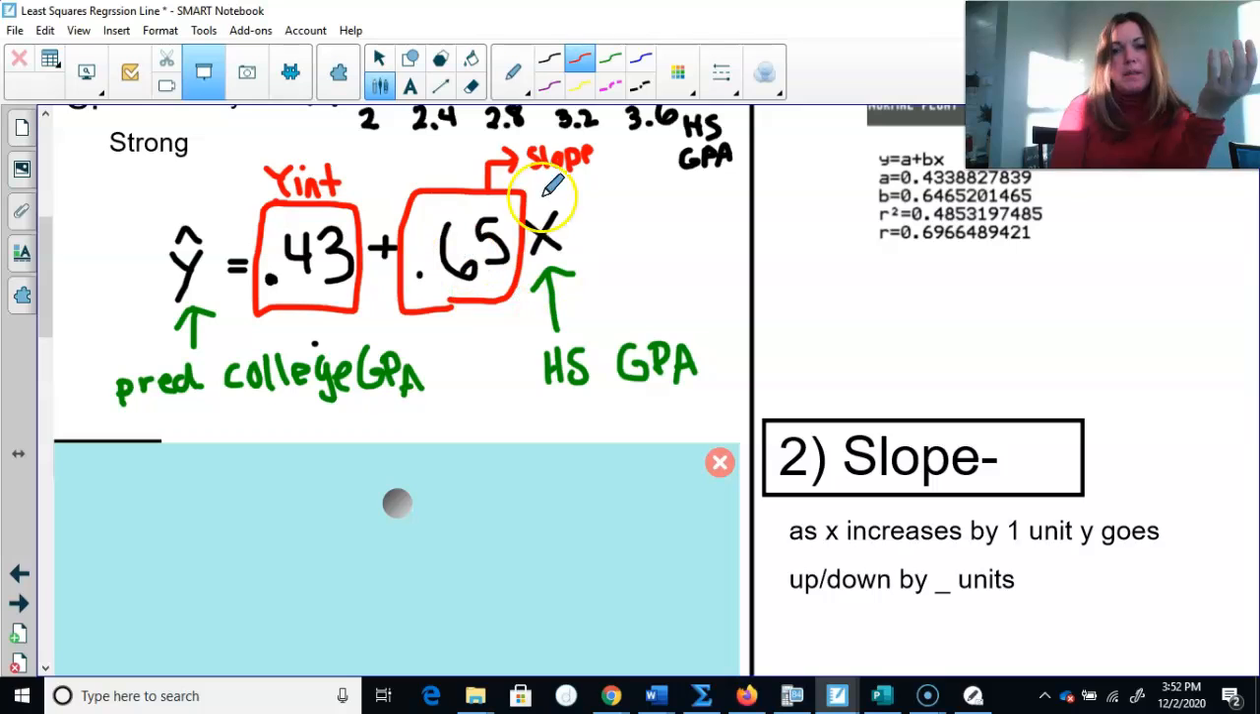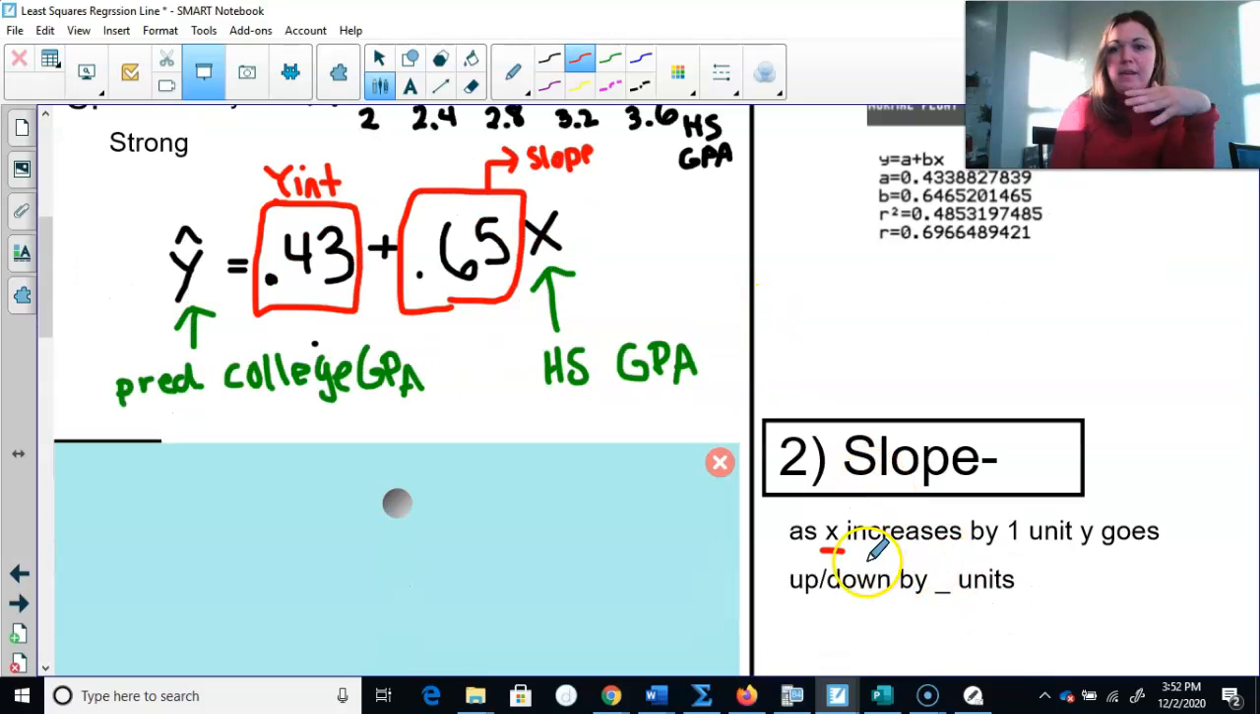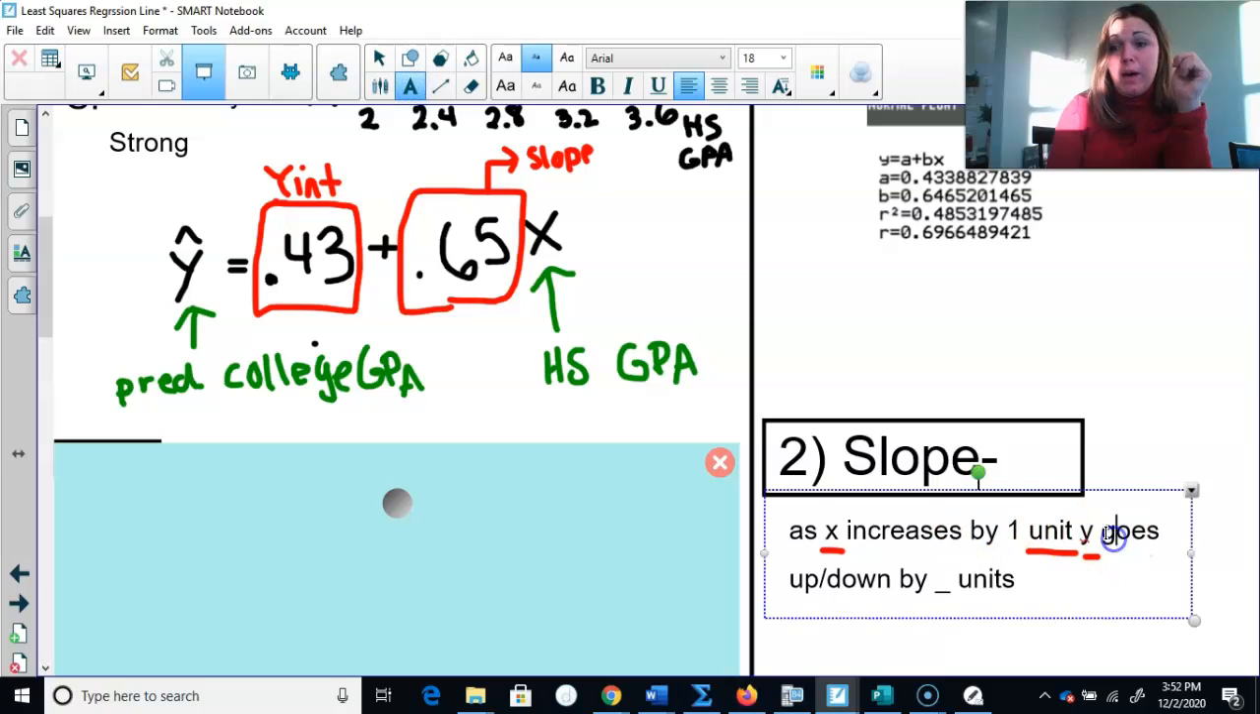All right, so let's interpret the slope. What does this slope mean for our problem? You can use this as a template whenever you're interpreting the slope. We'd say as X increases, so we want to use what X is. In this case, our X is our high school GPA. So as X increases by 1 unit, so what is a GPA? A GPA, the unit is points. So as our high school GPA increases by 1 point, Y, so what is Y? Our college GPA, we shouldn't say goes up, we should say is predicted to go up.